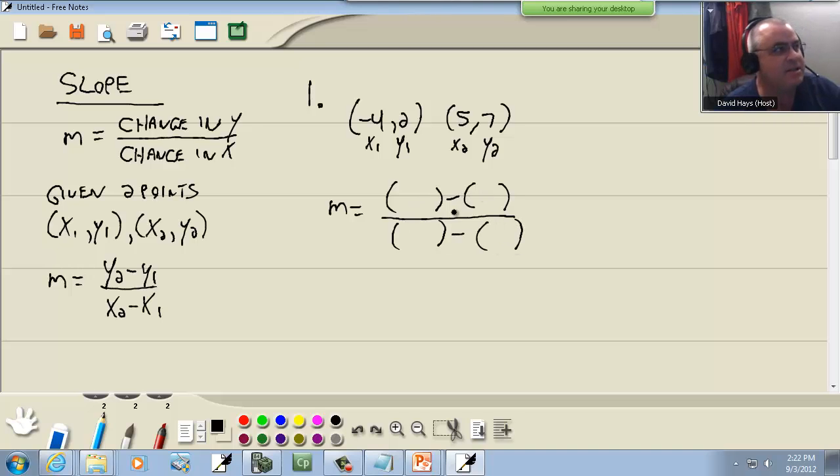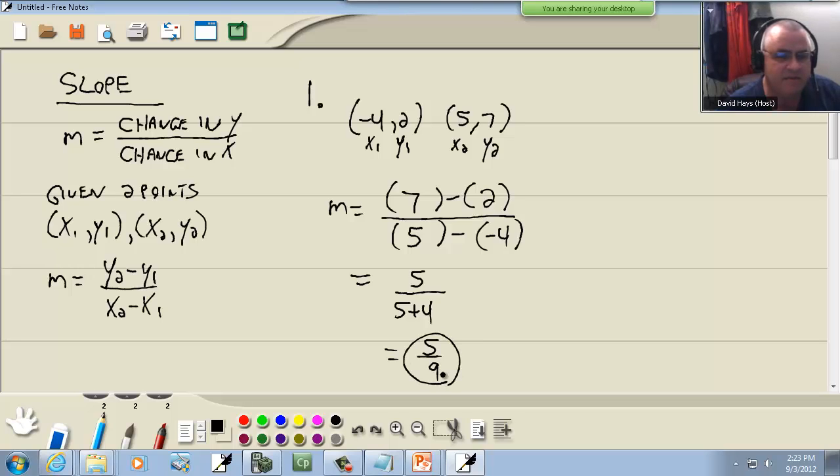So we'll have parentheses minus parentheses over parentheses minus parentheses. If you mess up on signs, this is a really good thing to do. Now where the y2 was, we'll put in 7. And where the y1 was, we'll put in 2. Where the x2 was, we put in 5. And where the x1 was, we put in -4. Well, we got 7 minus 2, that gives us 5. And down below, we got a minus parentheses minus. That becomes a plus. So we got 5 plus 4, which gives us 5/9.